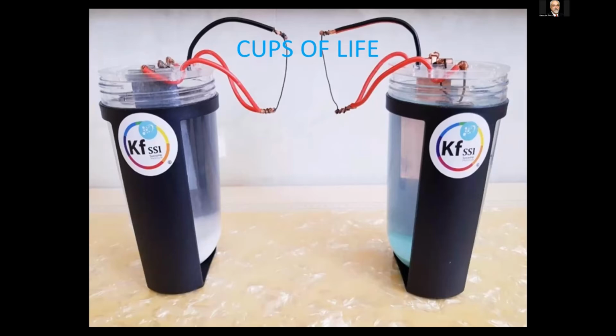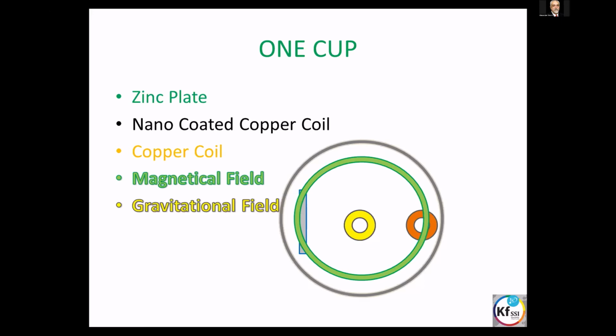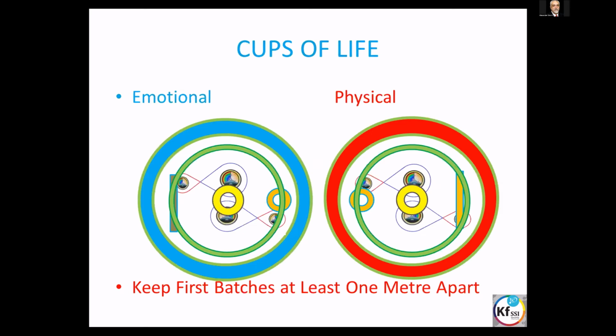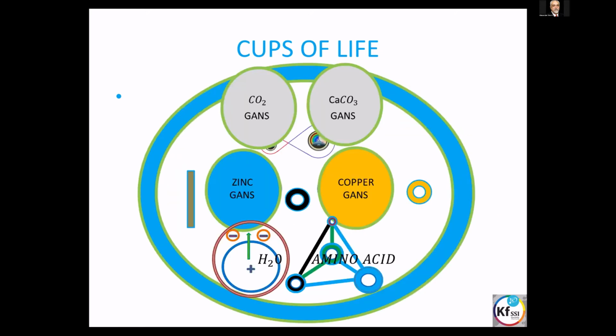We took this physicality, and in that physicality, we created a magnetical field and a gravitational field. And then we found that by changing the components, one component is emotional and another component is physical. So the commotion is when the motion and the emotion come together, right? But when you want to keep them apart, then keep the batches at least 1 meter apart when you're making the cups of life. But when you make a cup of life, what you find is that you have now created something out of nothing. Really? You created something out of nothing. Isn't that amazing? And it's time to understand that we can create the zinc GaNs, copper GaNs, CO2 GaNs, calcium carbonate GaNs, amino acid GaNs, and the water GaNs.